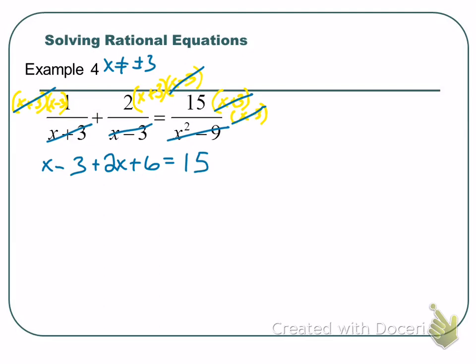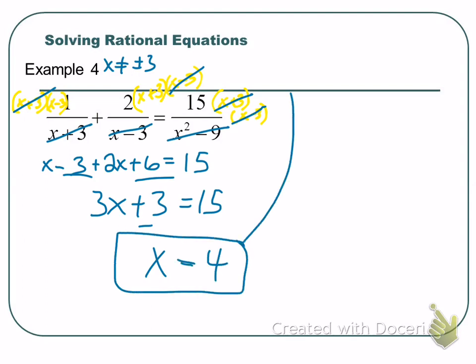All right, now we're just going to solve a very simple linear equation. x plus 2x is 3x. 3x plus 3 equals 15, because -3 plus 6 is positive 3, so we simplify. Subtract 3 and divide by 3, we get x equals 4. And that's a good answer because it's not plus or minus 3. I'm going to keep reminding you of that in hopes that you're hearing it and you're not going to miss the problems on the test because you put an answer that's not an answer.